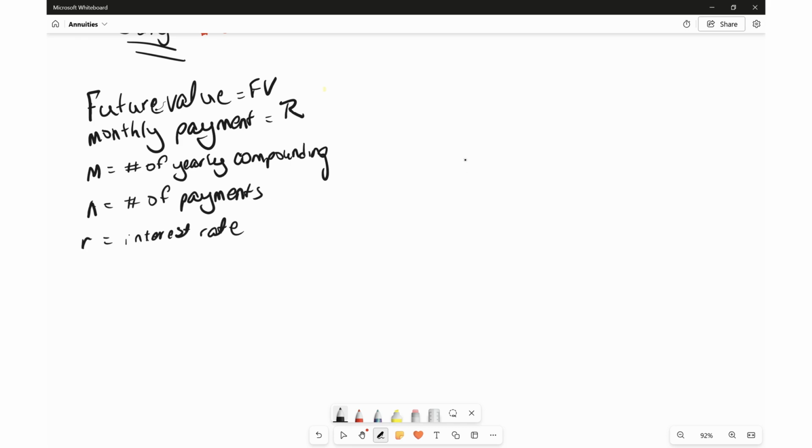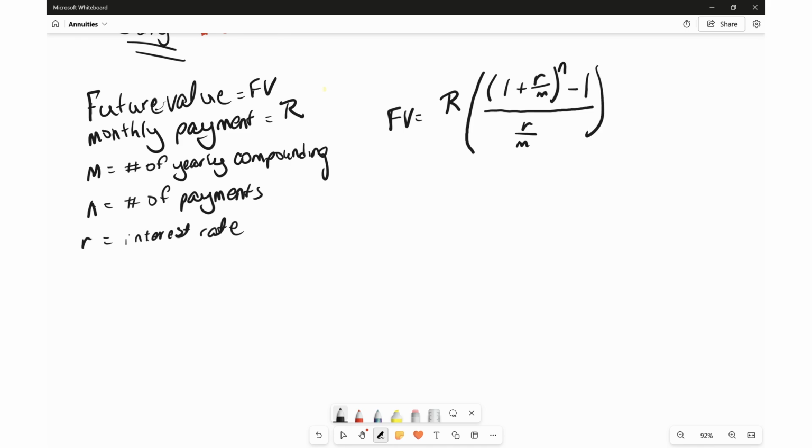Okay. So once we have all of that, we can say that future value is equal to the monthly payment times 1 plus our rate divided by the number of compounding periods, raised to however many payments, minus 1, divided by the rate over M. So this gives us a nice formula that we can use to calculate the future value of our annuity.